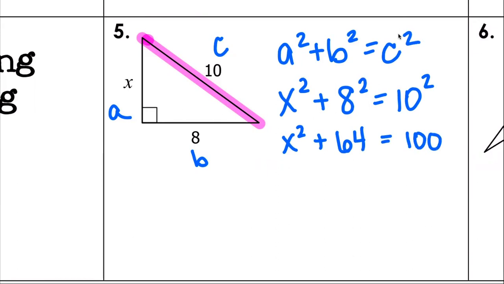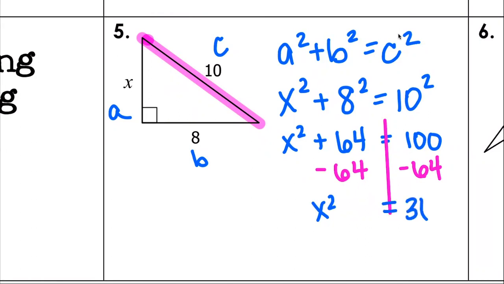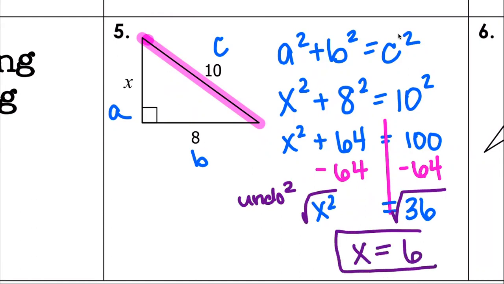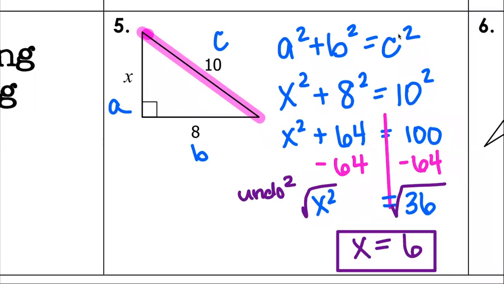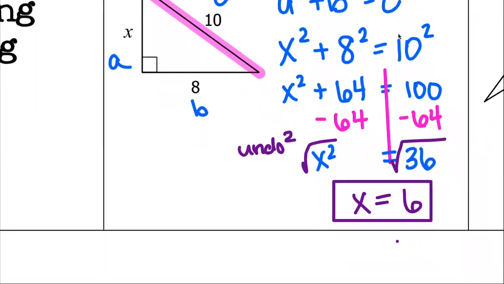Okay, well, now we need to get x squared by itself. So we're going to go ahead and subtract 64 from both sides. So now we have x squared equals 36. Okay. Well, now we need to undo our square. So we're going to square root both sides. Since the square root of 36 is 6, we get x equals 6.